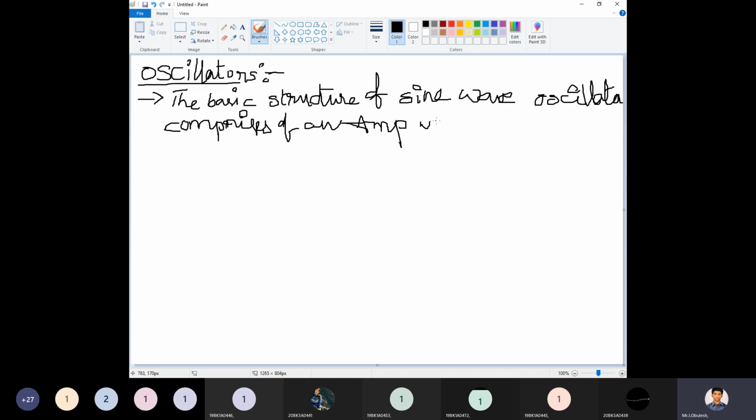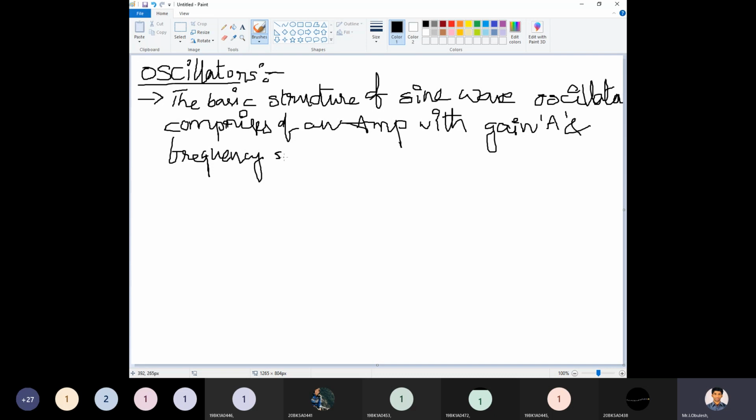With gain A, and a frequency selective feedback network with transfer ratio beta.